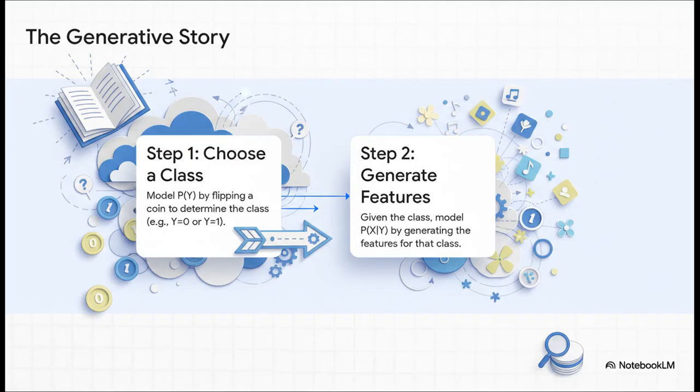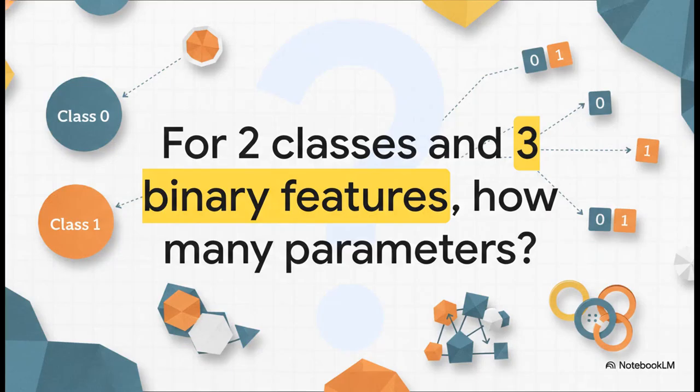So it's basically a two-step dance, just like the story we talked about. Step 1, you figure out the odds of picking any given class. That's your P(Y). Step 2, once you know the class, you figure out the odds of generating the specific data points for that class. That's P(X|Y). Sounds pretty straightforward, right? Well, let's actually put that to the test.